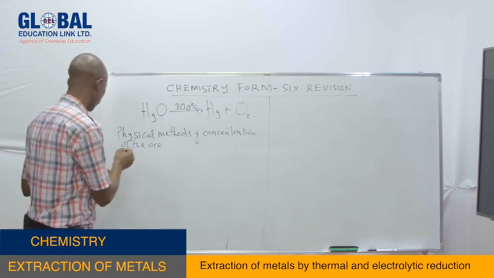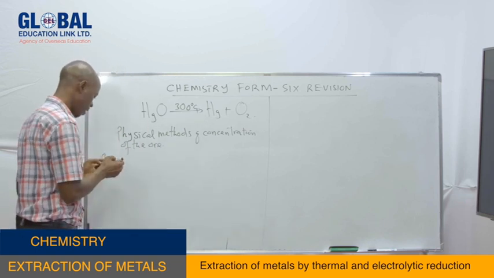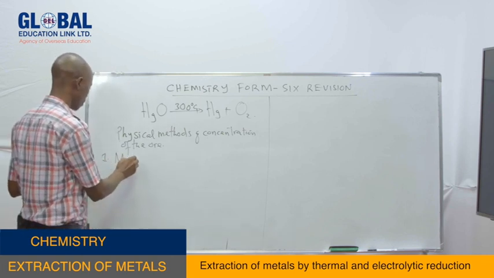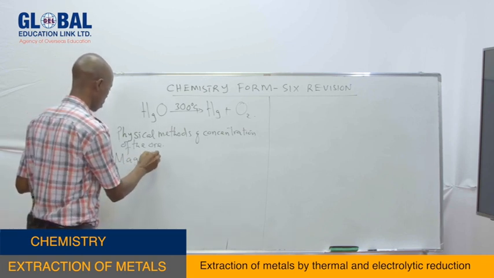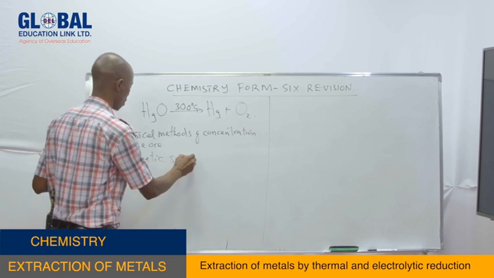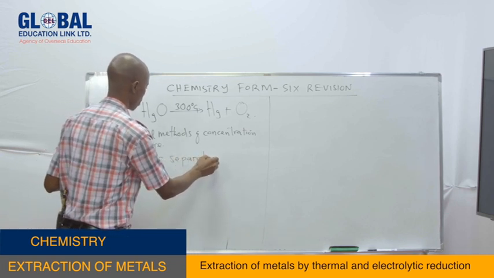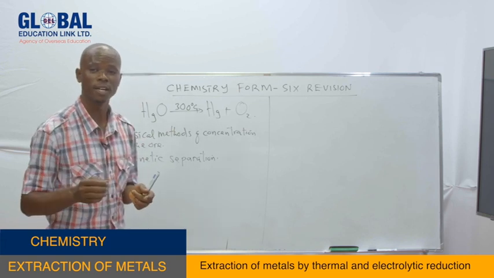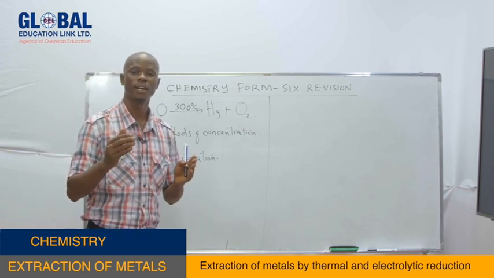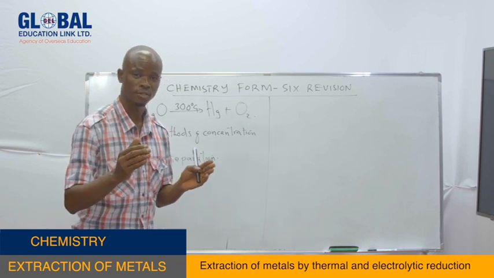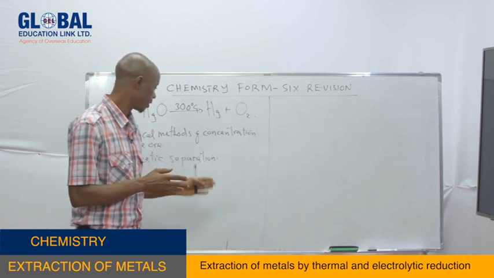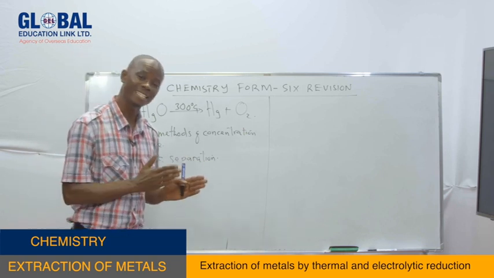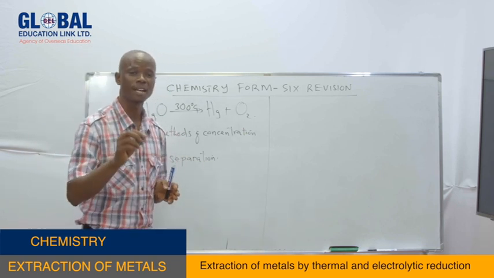Now, the first one that we have is magnetic separation. Magnetic separation is one of the methods of removing the impurities from the ore. This is done to separate the magnetic impurities from non-magnetic ore.